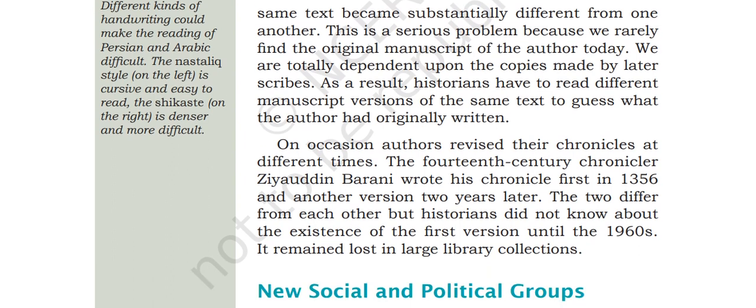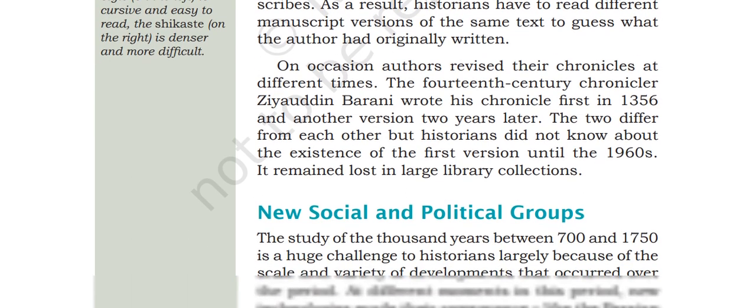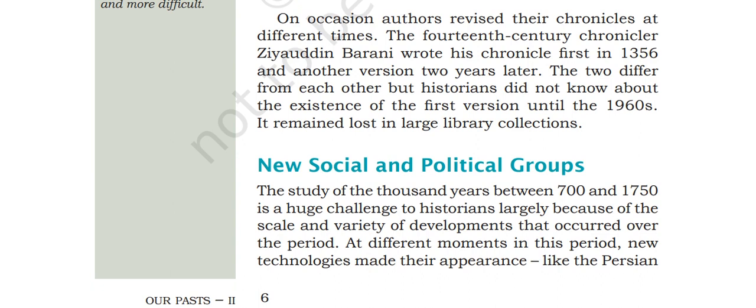On occasion, authors revised their chronicles at different times. The 14th century chronicler Ziyauddin Barani wrote his chronicle first in 1356 and another version two years later. The two differed from each other, but historians did not know about the existence of the first version until the 1960s. It remained lost in a large library collection.